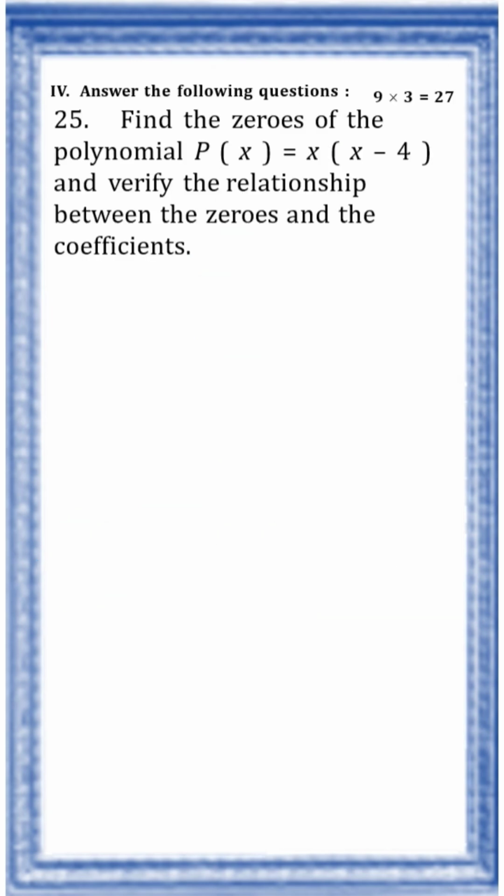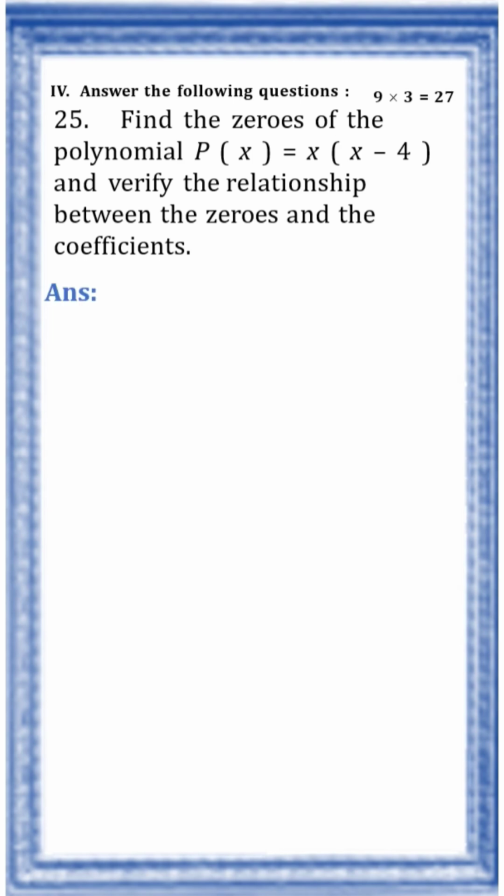Now let us solve the fourth main question. There are 9 questions of 3 marks each, totally 27 marks. 25th question: find the zeros of the polynomial p of x is equal to x into x minus 4 and verify the relationship between the zeros and the coefficients. The question is taken from the chapter polynomials.